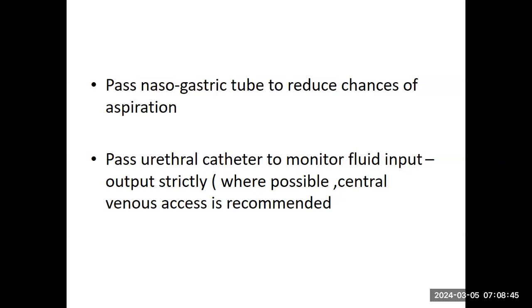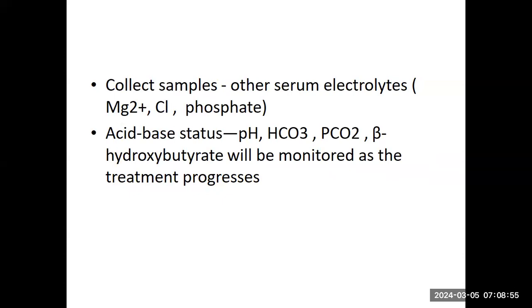The nasogastric tube is important to pass to reduce chances of aspiration. The urethral catheter is passed to monitor input and output strictly. Where possible, central venous access is recommended. The other samples should be collected.